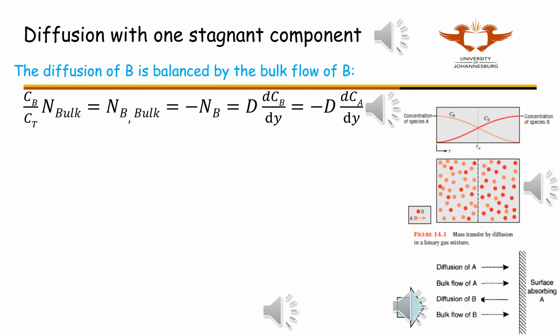dCB over dy is equal to minus dCA over dy, as shown in slide TPRCH9-1. This is as CA plus CB is equal to the constant total concentration of the gases. You need to check that the diffusivities of A and B are equal for stationary B as well.